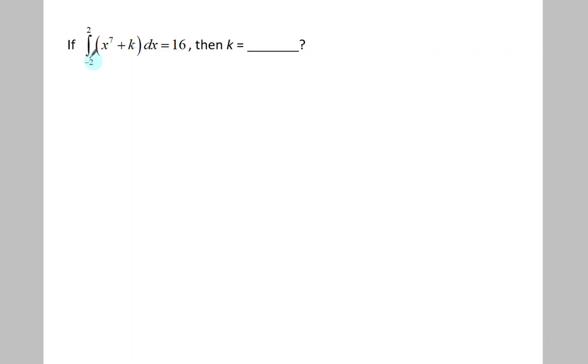If the definite integral from -2 to 2 of x to the 7th plus k dx equals 16, then k equals what value? So we're going to have to use our fundamental theorem of calculus here, and I notice a couple things. One of them is that x to the 7th by itself is an odd function. Secondly, that our limits of integration are equidistant from the origin.